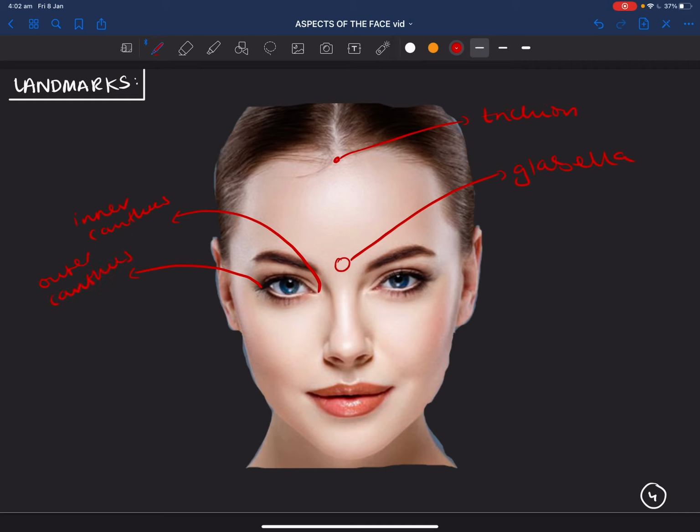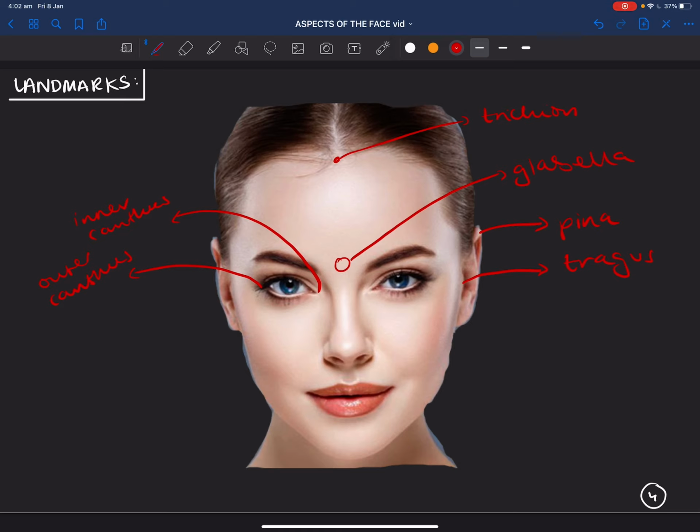Those are there. If we go down, let's look at the ear now. We have two parts of the ear which we need to know. The top tip of the ear is called the pinna, and the little skin-like flap attached directly to your face, like here, is called the tragus.